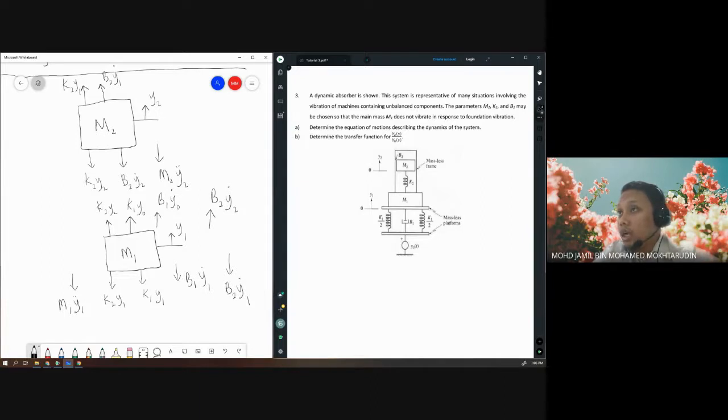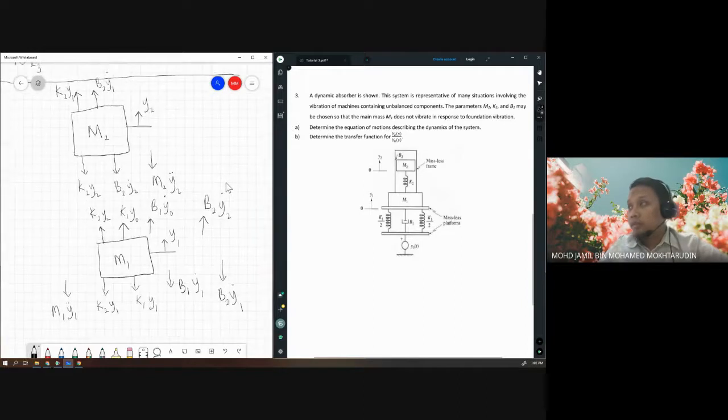Okay, so these are all the forces on the dynamic absorbers. Then you can write the equation of motion and find the transfer function. Okay, so make sure the free body diagram is correct and has all the forces related, okay, or connected to the system.